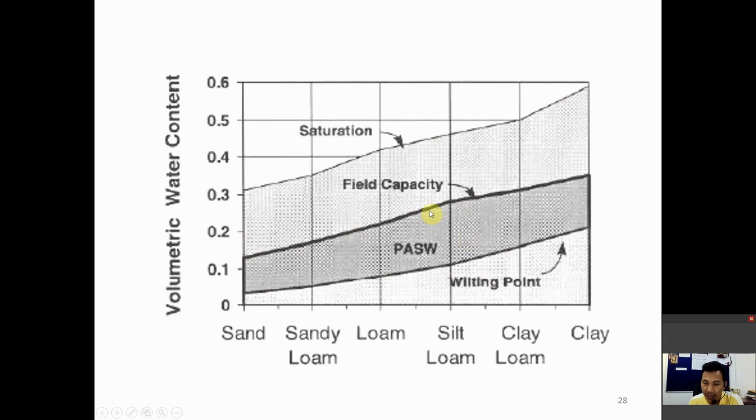Now you can see that this is probably the biggest part, where you see a huge difference between FC and PWP down here. That's caused by the silt loam or the medium texture, just up here, not clay and not sand, but something loam, silt loam or clay loam, that can give a lot of available water capacity.